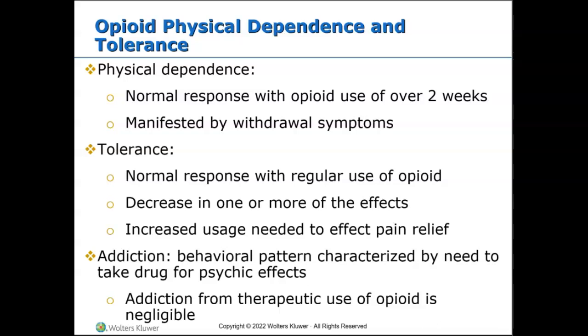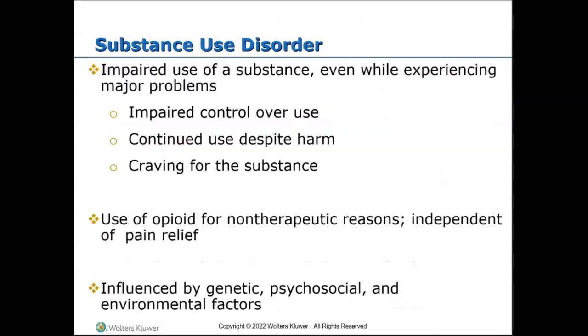And then finally, we have addiction, right, which is behaviors that are characterized by the need for the drug due to its psychogenic effects. So again, they get addicted to the therapeutic use of the opioid. And honestly, the addiction is negligible. So this doesn't occur very often. And with some patients, it's irrelevant, like your end of life. Doesn't matter if they're addicted to it, they need it, right? But again, it's negligible at best for most.